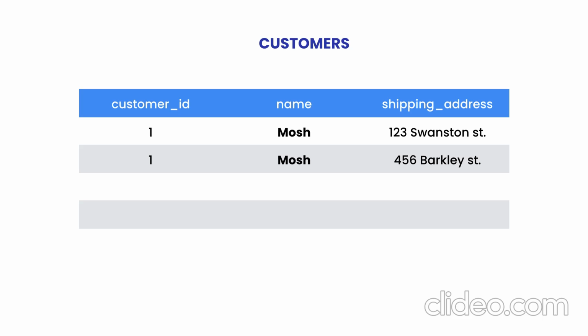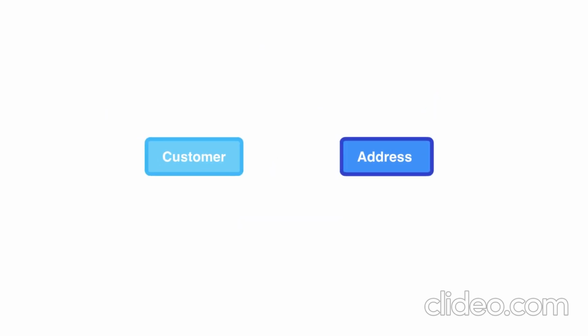Well, first, we need to think about the logical entities and the relationships here. We have two entities, customer and address, and there is a one-to-many relationship between these two entities. A customer can have many shipping addresses, but a shipping address is for one and only one customer.